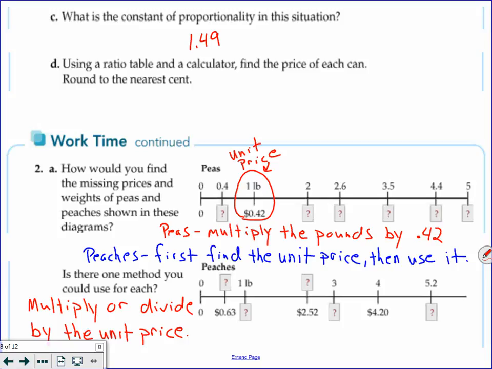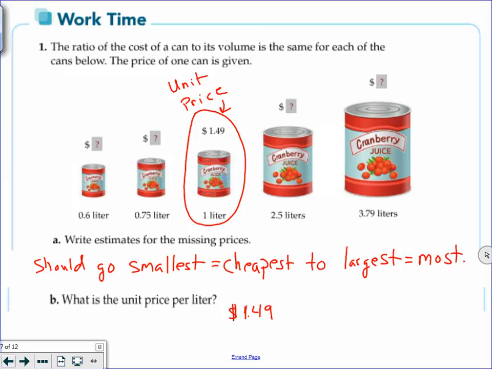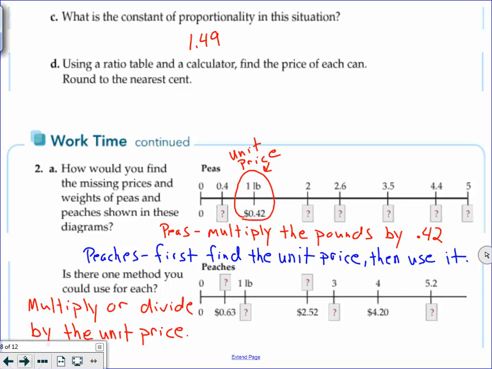For part D, we need to use a ratio table and a calculator to find the price of each can, rounded to the nearest cent. Well, we don't really need to do that. All we need to do is take the amount of the can, like 0.6 liters, and multiply that 0.6 times the 1.49, and that is going to give us the cost for that can. That one's going to come out to 0.89, which is 89 cents.